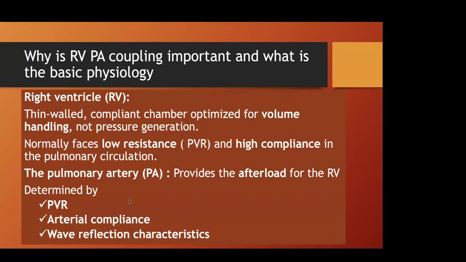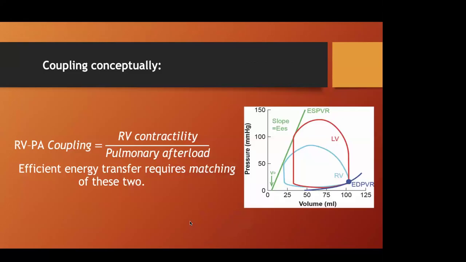So what is RV-PA coupling conceptually? It is basically how well the RV contracts and how low the pulmonary afterload is. A good contracting ventricle under low pressure in the lungs is important so that the blood effectively flows into the lungs. The energy transfer is very simple: less energy is required to pump the blood into the lungs.